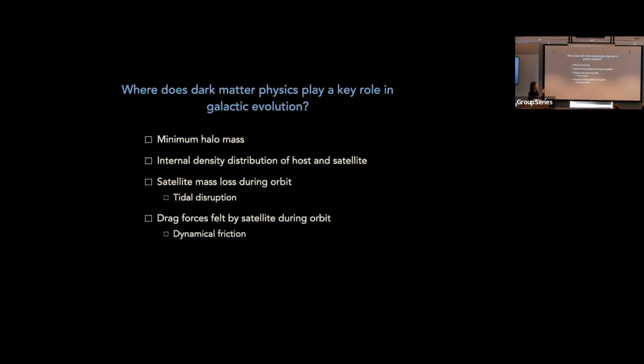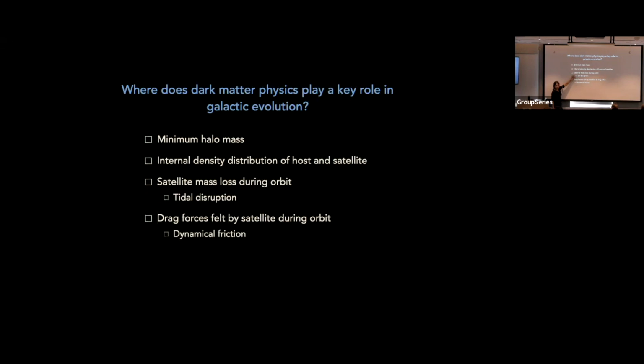I wanted to gather together a lot of the key ideas from the CDM picture and start building a list of what aspects of galactic evolution are tied to our assumption of cold dark matter. For the rest of the talk, we're going to start moving away from CDM and adding to this list other items that are going to be affected when we start changing the particle physics. The things we've mentioned so far: cold dark matter gives us a minimum halo mass. It affects the internal density distribution of both the host galaxy and any satellites.